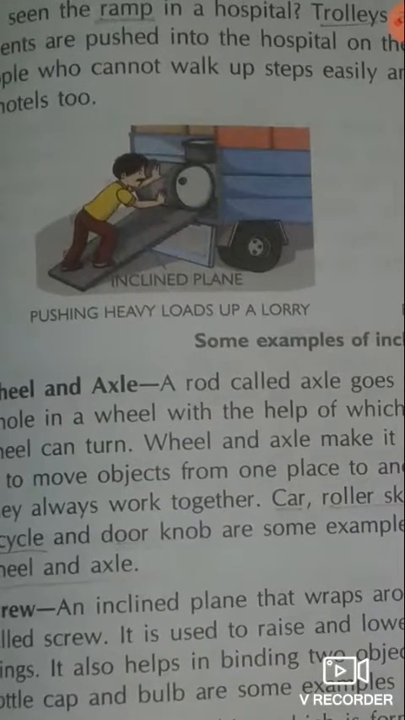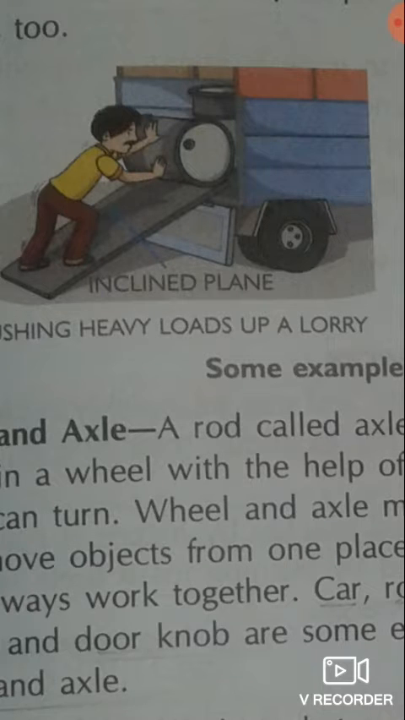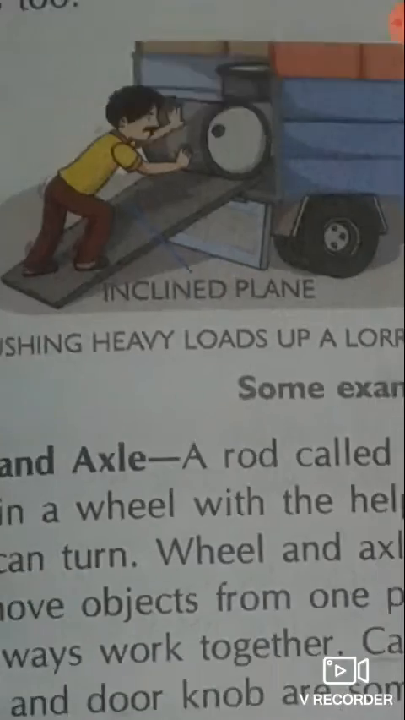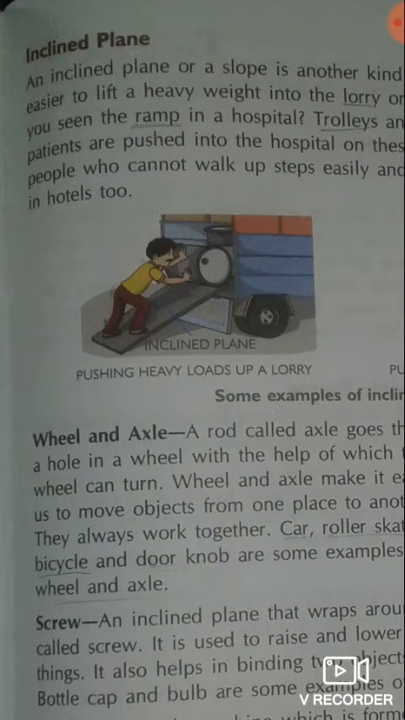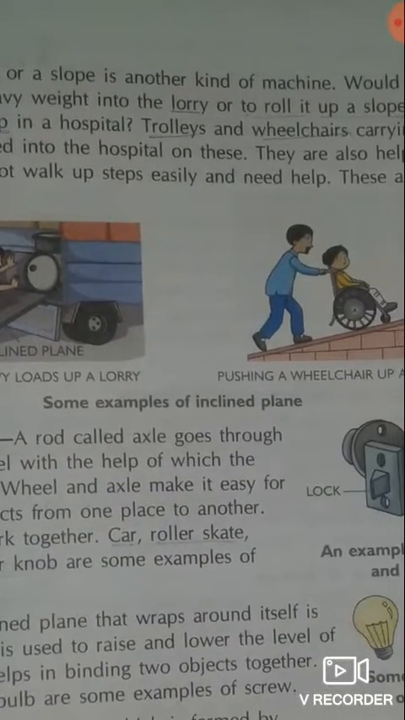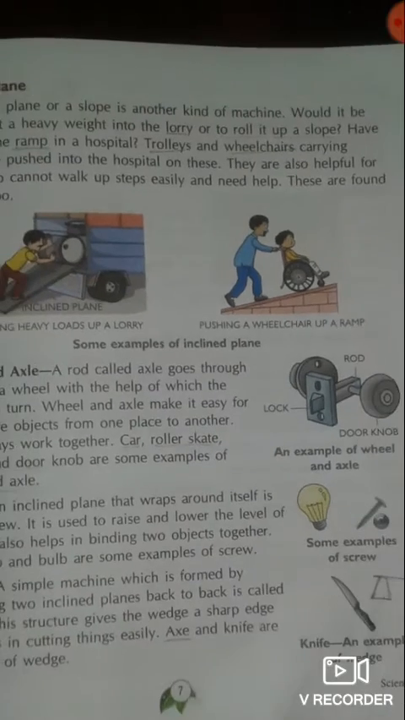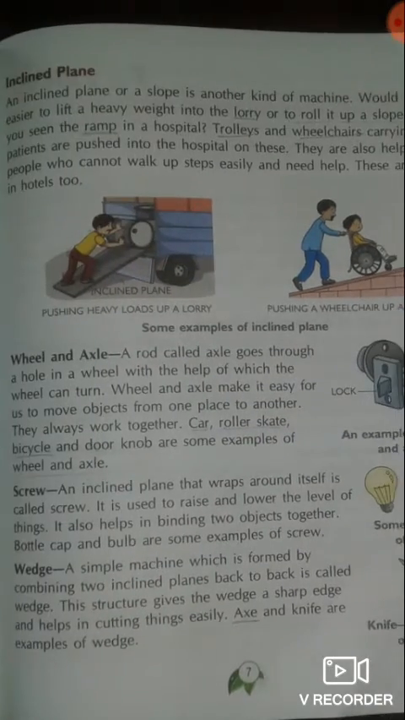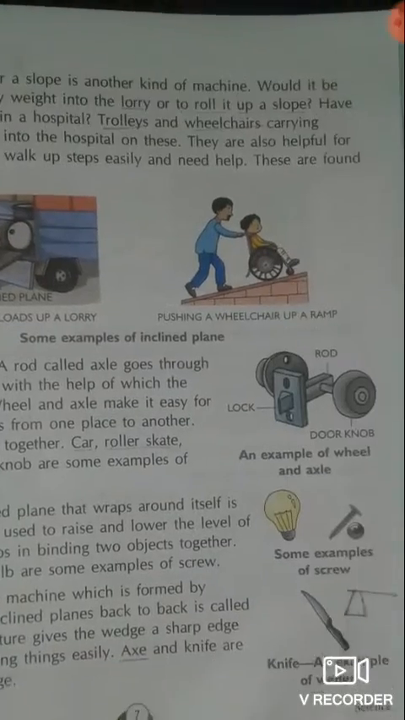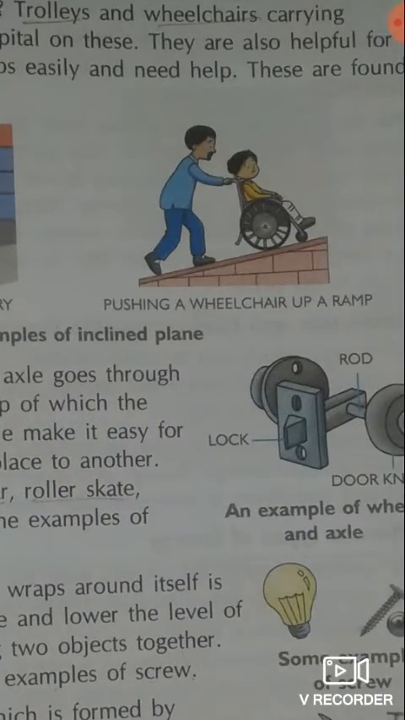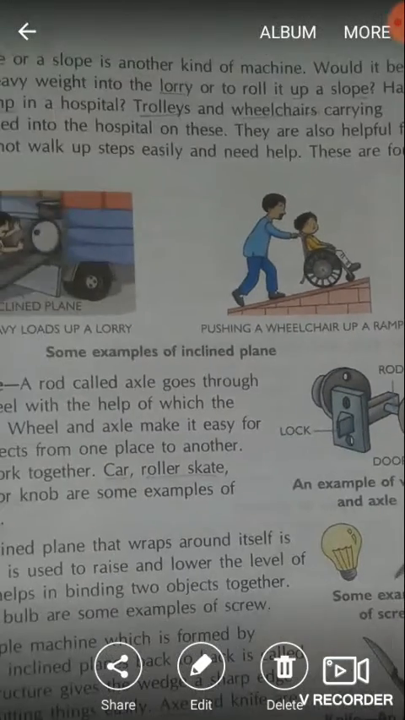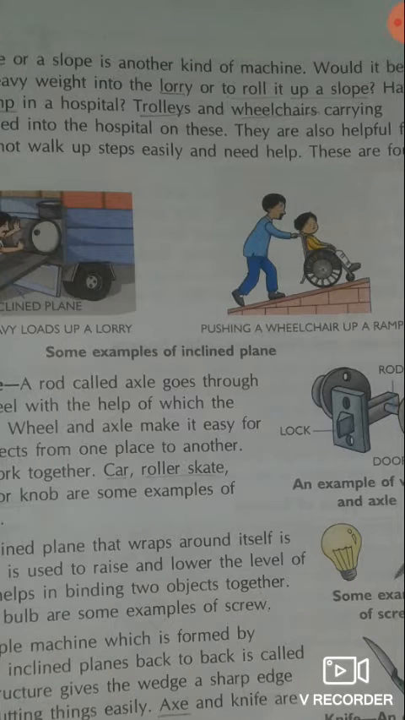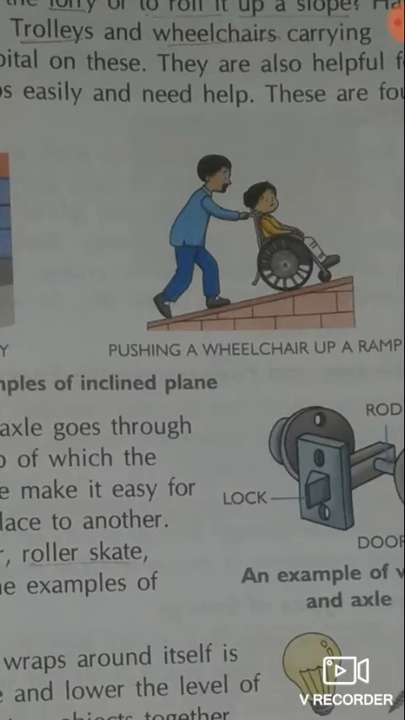This is like a slope. You can see here pushing heavy loads into a lorry. In the lorry we can use a wooden plank. Okay, it should be slanting, then only we can carry heavy objects in a lorry or roll it up a slope. And some other examples: the ramp in a hospital. Okay, this is the second example. Here you can see a ramp in a hospital. Here also patients who cannot walk are carried in a wheelchair.